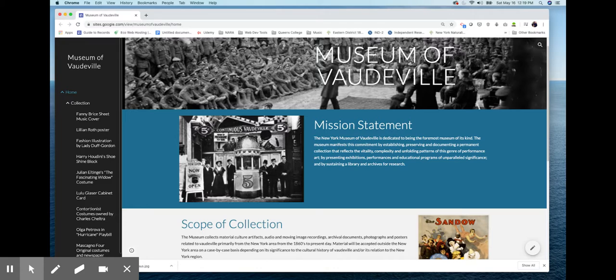Or you live in New York and realize there's no archive or museum dedicated to vaudeville, and this is where vaudeville was born in 1881. Then you need to know what goes into creating an archive.